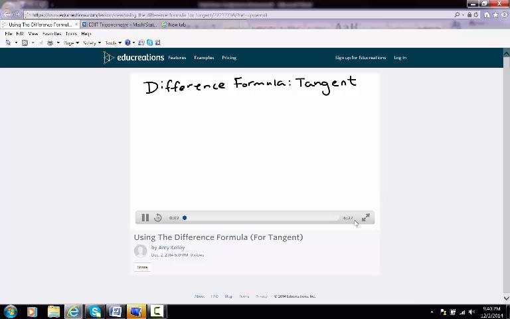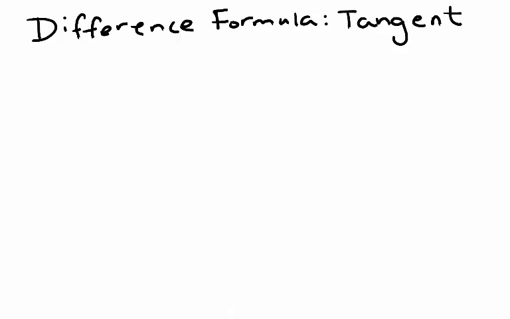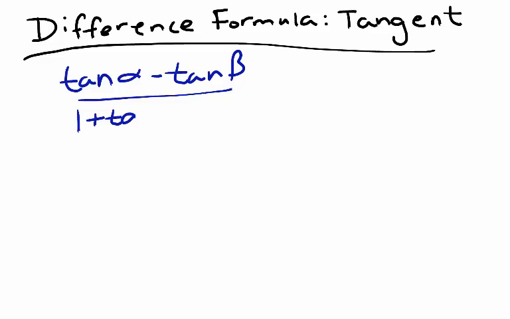In the next few videos, we're going to talk about sum or difference formulas in trigonometry. In this example, we're going to talk about the difference formula for tangent. The difference formula for tangent is tangent of alpha minus tangent of beta divided by 1 plus tangent alpha times tangent beta.